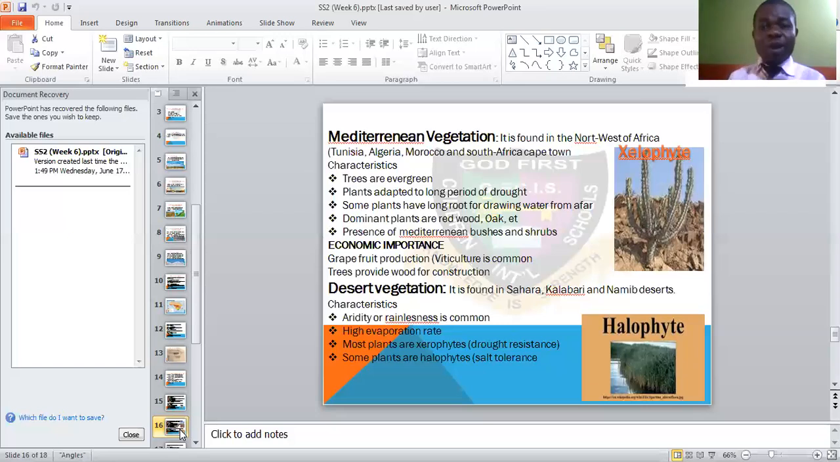They have aridity or rainlessness, no rain, dryness, high evaporation rate. That's what happens there. Plants are xerophytes, that is drought resistant. Even when we say xerophyte, this is a xerophyte plant. Even when there is no water, they can survive. That was what we mean. Then some are halophytes, salt tolerant. When the area becomes salty, they can still survive. This is a halophyte plant. These are the kinds of crops or plants that you see in those areas.